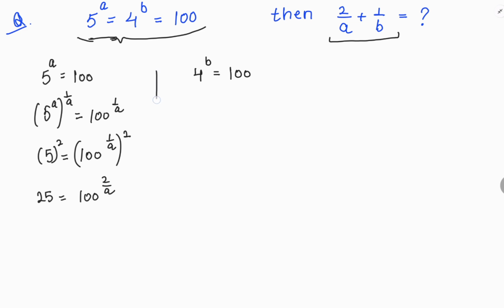Now we come to our second part. In the second part, we have 4 raised to power b is equal to 100. But we do not need b. What do we need? We need 1 by b. So what will I do? I will take the power 1 by b on both sides, 100 raised to power 1 by b. So this will cancel out, since when these multiply, they cancel out, right? So 4 is equal to 100 raised to power 1 by b, right?